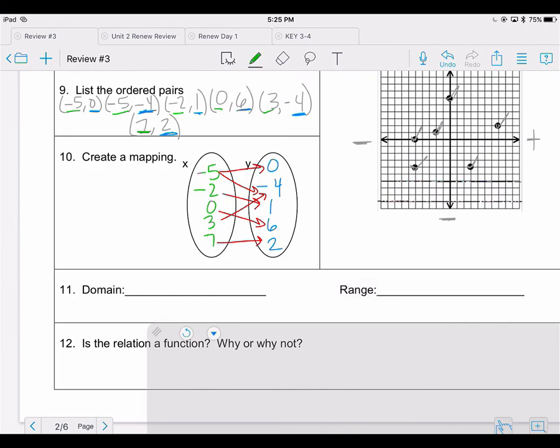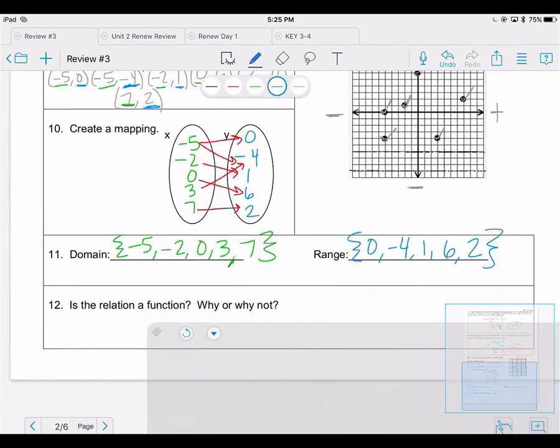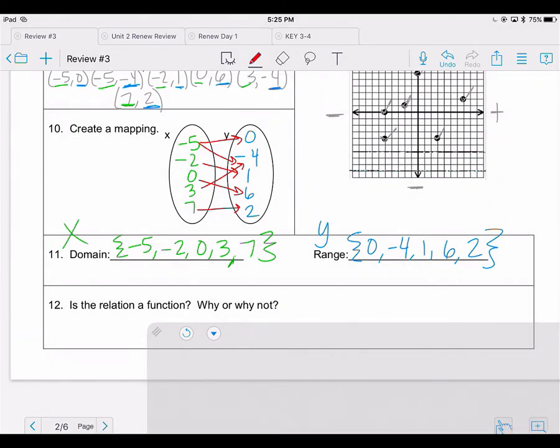My domain is going to be the x's that I wrote in the mapping. And remember, because these are all broken up points, we do the little brace or the squiggly line. And then my range is the set of all y's. So again, I use the brace or the squiggly lines. My domain is just my x's and range is my y's. And I'm just getting these from the mapping because the mapping and domain and range do not repeat.